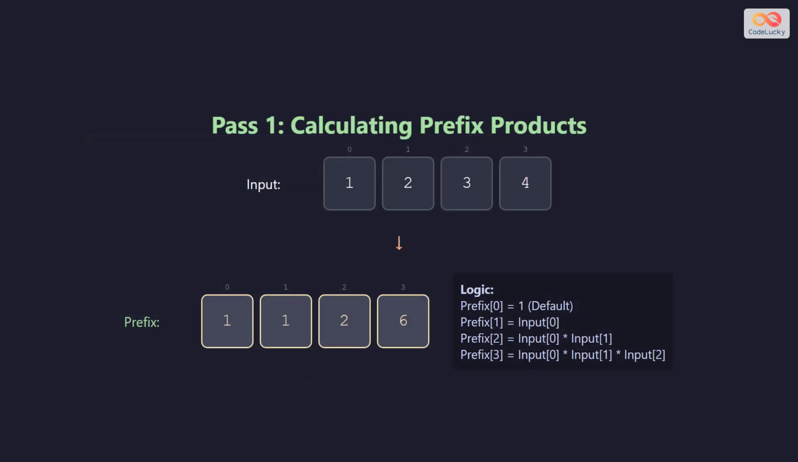Let's calculate the left, or prefix, products first. We create a new array. The first element has nothing to its left, so we default it to 1. For the second element, the product to its left is just the first number. As we move down the list, we keep accumulating the product. This gives us an array representing the product of all numbers before each index.